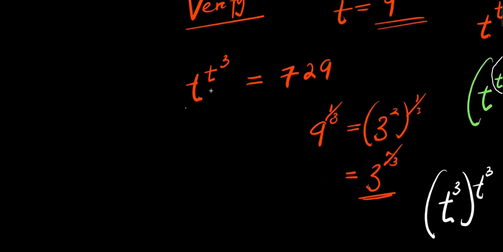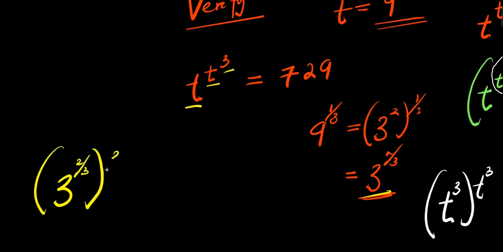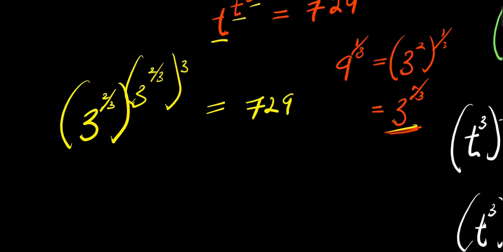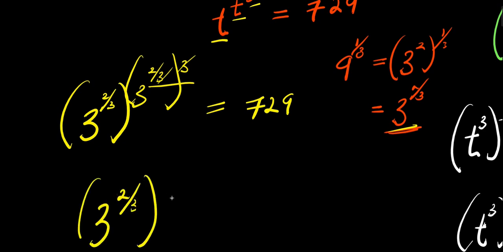So t power 3 is the same thing as 3 power 2 over 3, to the power 3, equals 7 to 9. And from here, if you multiply this exponent, this cancels this. We have 3 power 2 over 3... 3 power 9 equals 729.